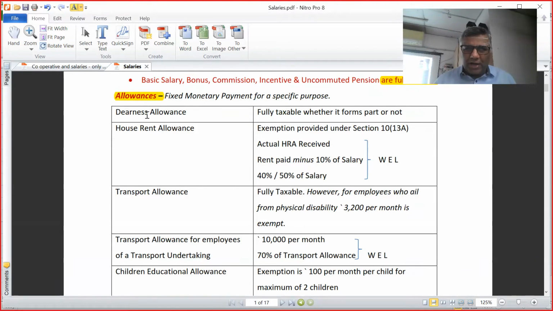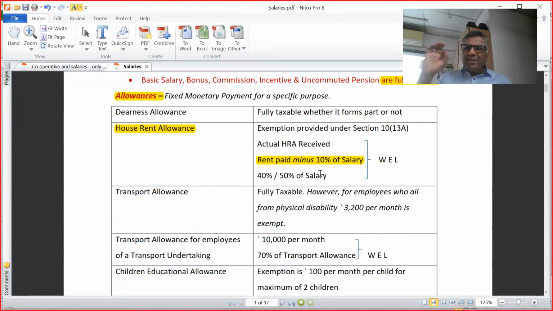Allowances. In this, you need to understand DA is fully taxable, and HRA. HRA exemption is the least of: actual received, rent paid minus 10% of salary, and 50% of salary if the accommodation is in a metro: Chennai, Delhi, Mumbai, Kolkata. Those are the only metros. And 40% of salary if it is in other places. Repeating, Chennai, Mumbai, Kolkata and Delhi, 50% of salary. In other places, 40% of salary is allowed as exemption, balance is taxable.